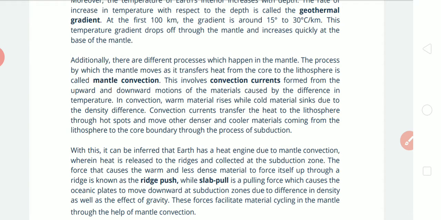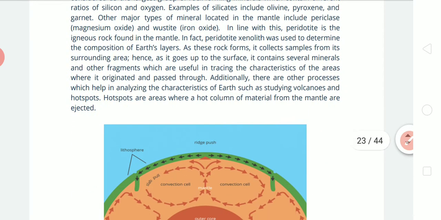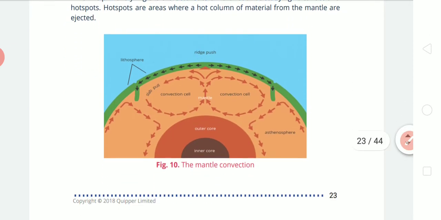Aside from that, since there is a transfer of heat nga gikan sa core padulong sa lithosphere, which is mogawas siya through hotspot areas where a column of material from the mantle are ejected.